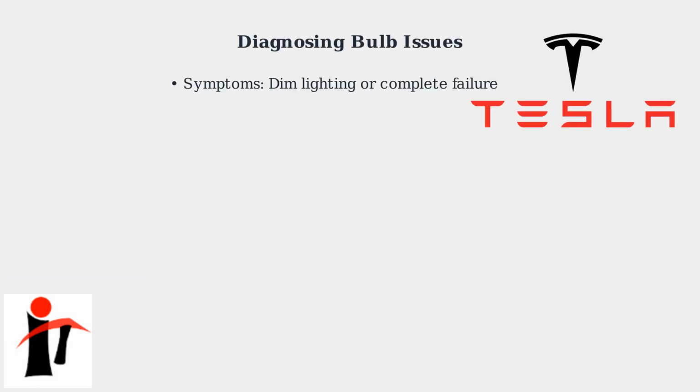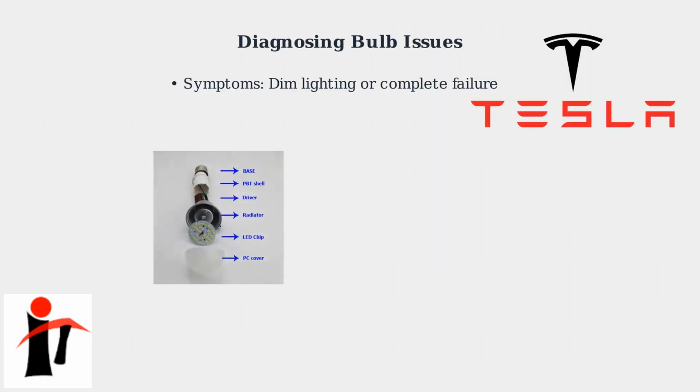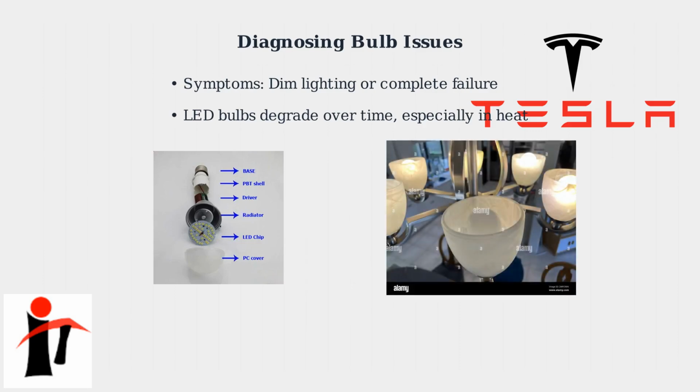If software isn't the cause, the LED bulb itself may be failing. Symptoms include dim lighting or the lights not working at all. These LED bulbs are designed as sealed units integrated into the visor hinge, drawing minimal current from the 12-volt system. LED bulbs can degrade over time, particularly in high heat environments. They typically last 50,000 to 100,000 hours, but high temperatures can cause earlier failure through LED chip degradation.